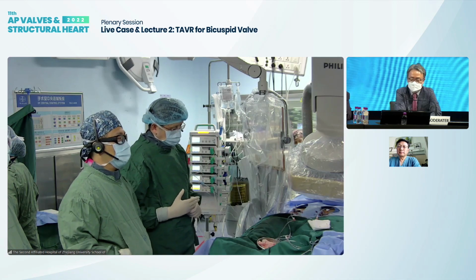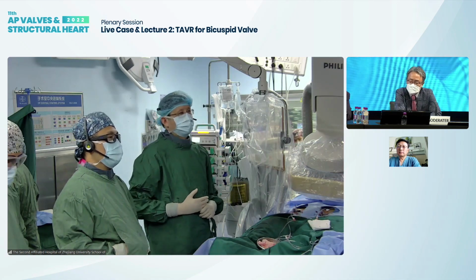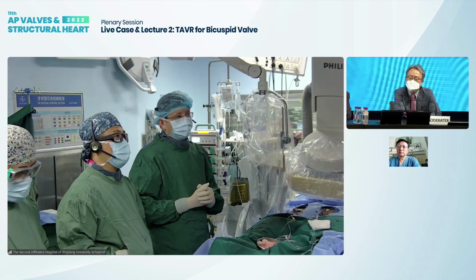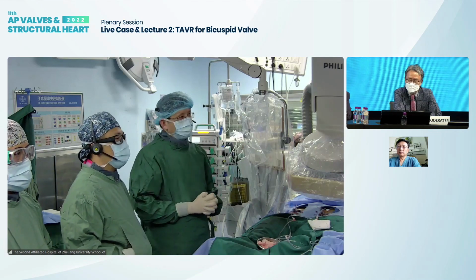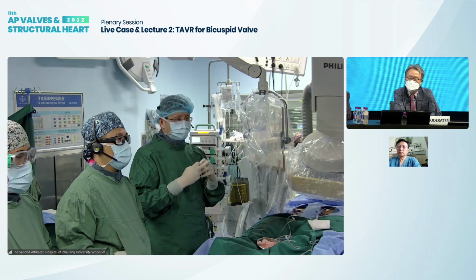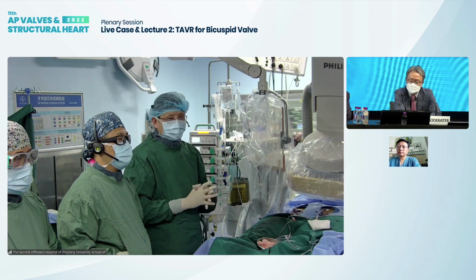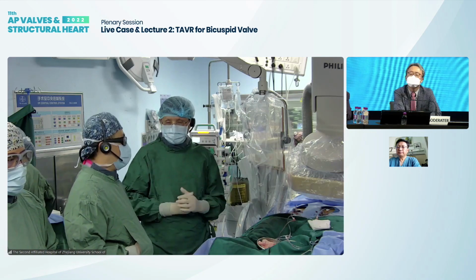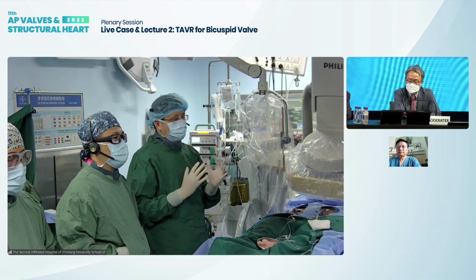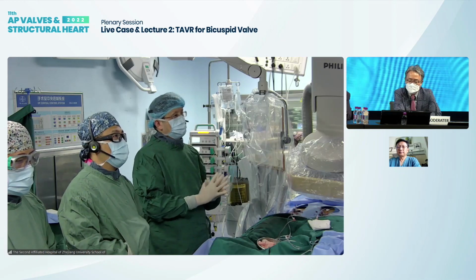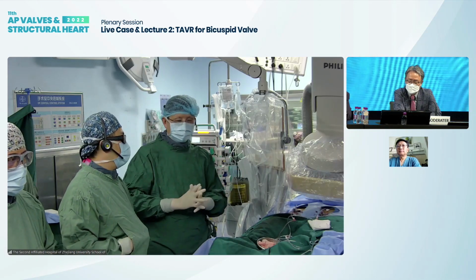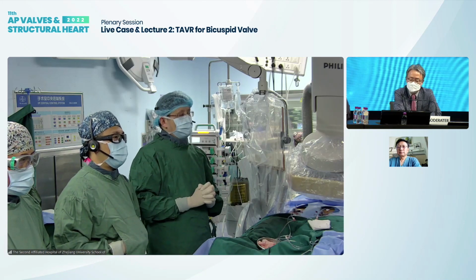Actually, the Venus A plus is developed on the same platform as the Venus A. The Venus A has a very strong radial force, and it is especially good for bicuspid or very severely calcified leaflets. So based on the Venus A platform, we try to develop it into a retrievable device.